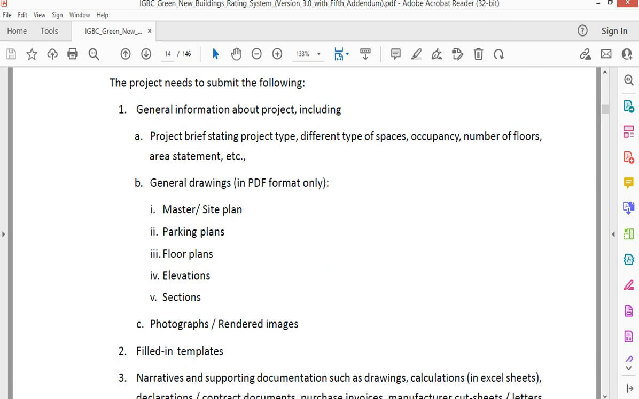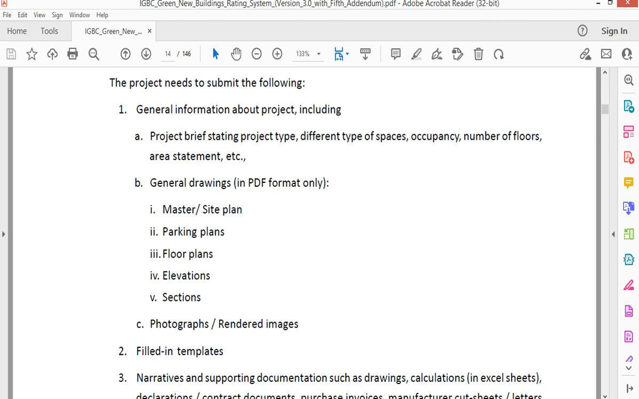For the project, they actually need to submit the following documents. First one is the general information about the project, which includes the project brief having the project type, the different types of spaces, the occupancy, the number of floors, the area statement, and so on. So the project brief refers to a document which is submitted to the client about the various details like the site information, the technical requirements, and so on. Then the project type actually refers to the type of building, be it a hotel, IT park, university, etc. Then the different types of spaces, which would actually vary depending upon the type of project.